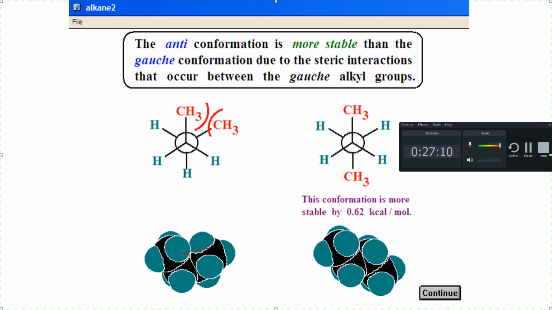If you put these structures into a computer calculation, you'll get that the anti conformation is around half a kilocalorie per mole, 0.6 kilocalories per mole, more stable than the gauche one. And we'll talk at some point about what that means in terms of energy, but it's fairly significant. Okay, that's a topic unto itself.